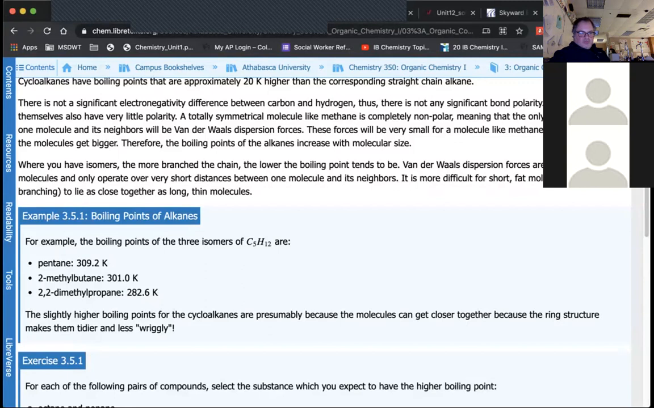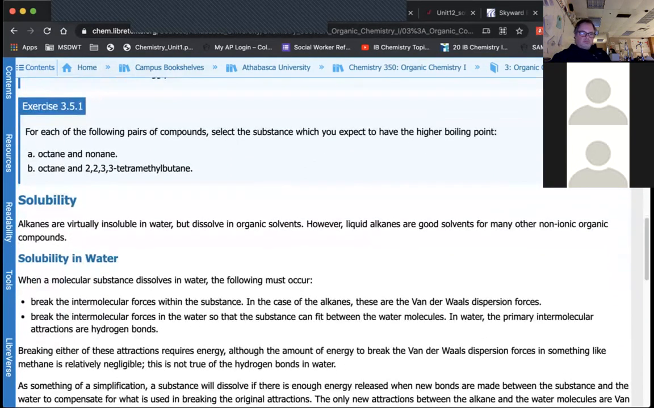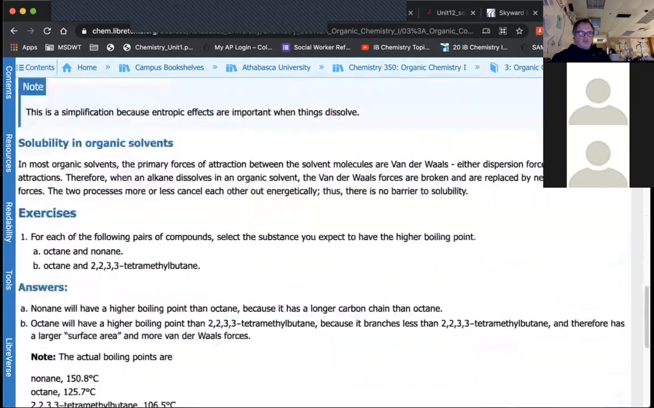For example, the boiling points of 3 isomers right here. And there we go, there's a trend that we're seeing. And then it gets away from boiling point.